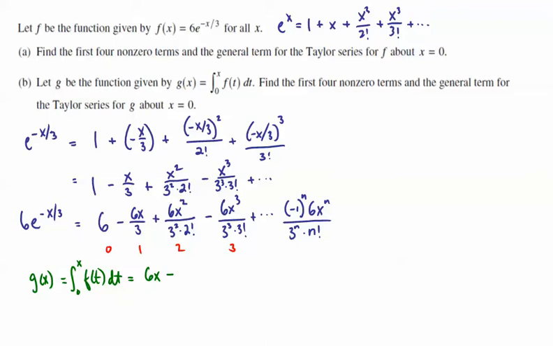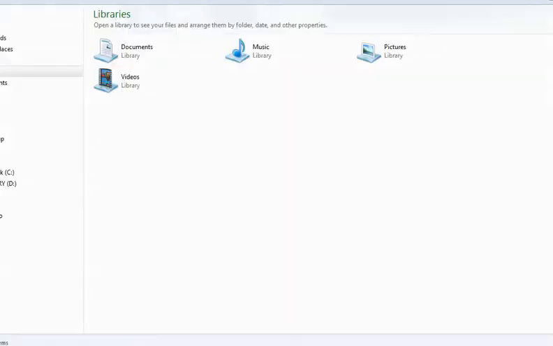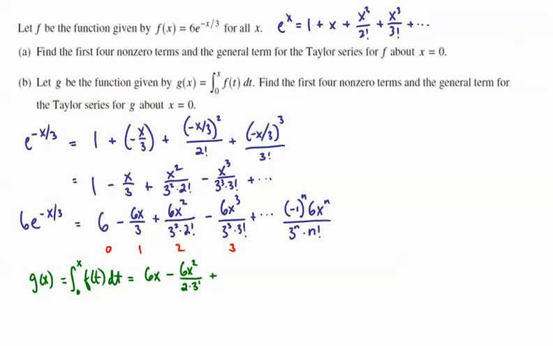6x, then minus 6x squared over 2 times 3 to the first, then plus 6x to the third over 3 times 3 squared times 2 factorial, and then minus 6x to the fourth over 4 times 3 to the third times 3 factorial.